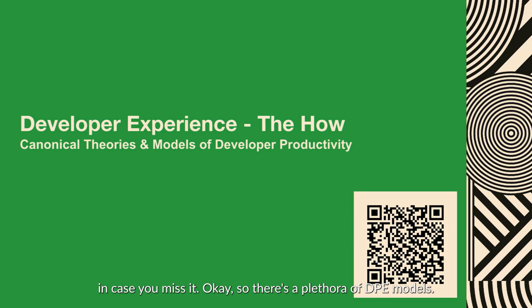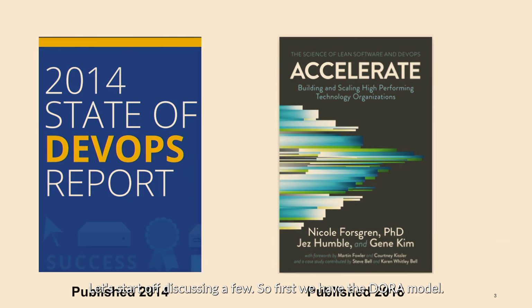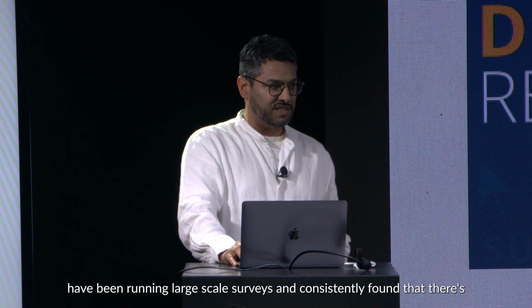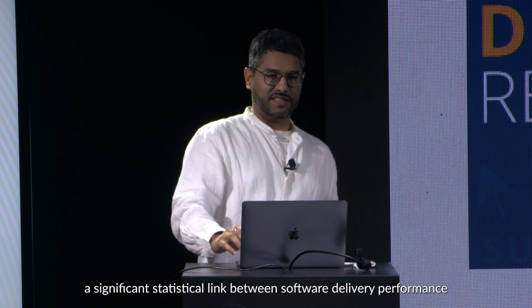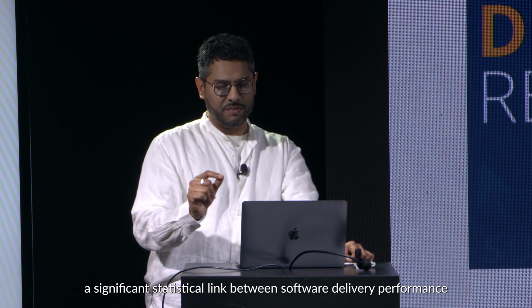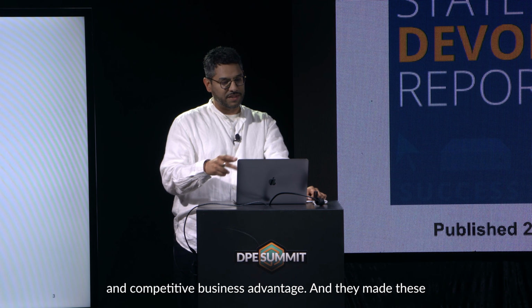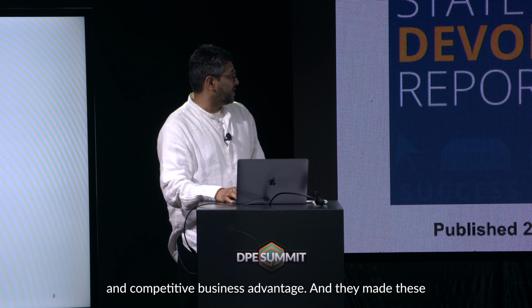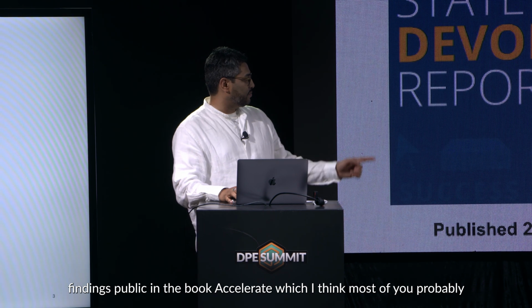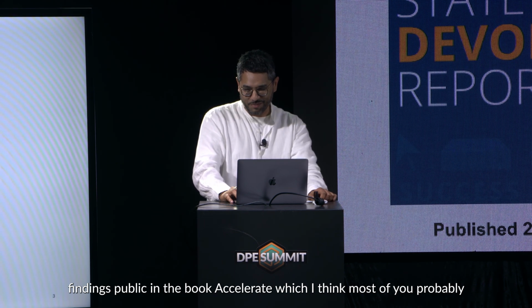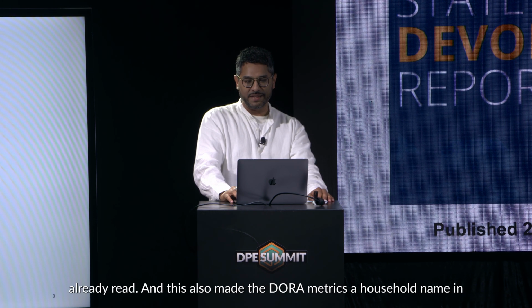Okay, so there's a plethora of DPE models. Let's start off discussing a few. First, we have the DORA model. I think most of you are probably familiar with it already, but bear with me. Since 2014, the DORA team have been running large-scale surveys and consistently found that there's a significant statistical link between software delivery performance and competitive business advantage. They made these findings public in the book Accelerate, which I think most of you have probably already read. And this also made the DORA metrics a household name in DPE.